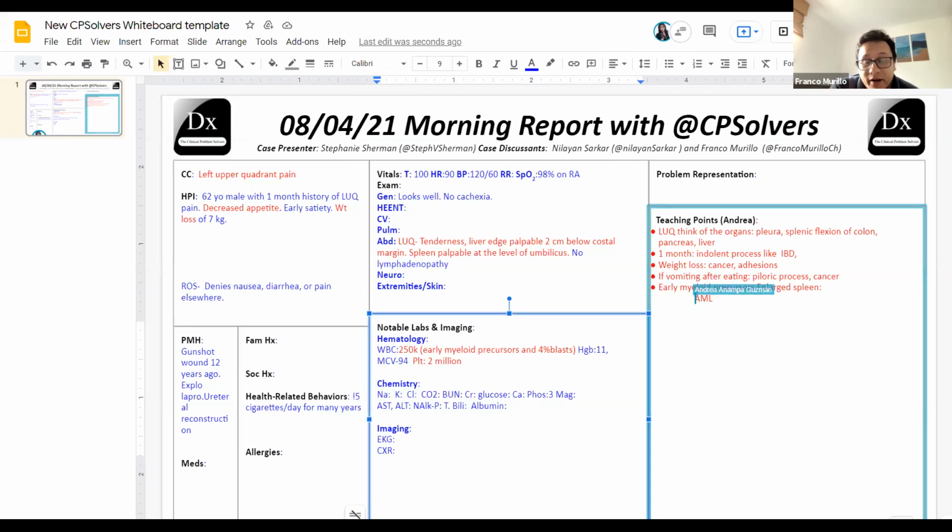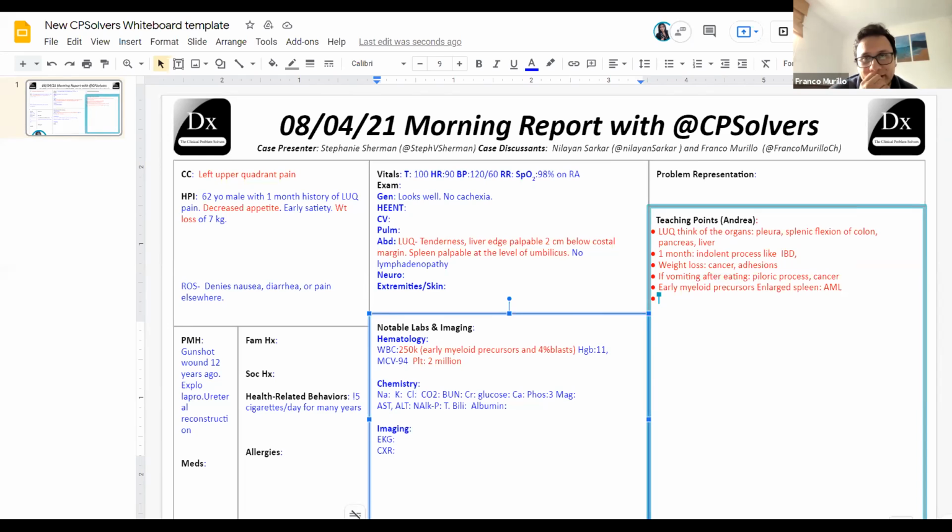But I will definitely still be looking for AML, maybe a hairy cell neoplasm, but that also involves all cell lines. So for me, this points to a leukemia process, mainly AML, or CML probably, but the blasts kind of get off my picture.